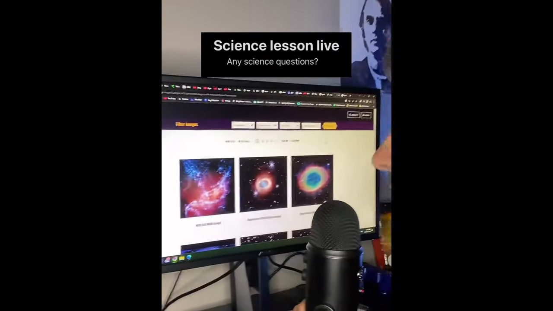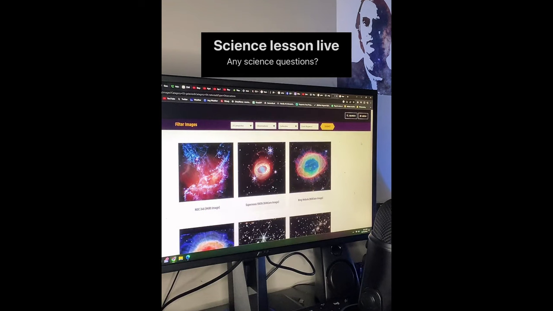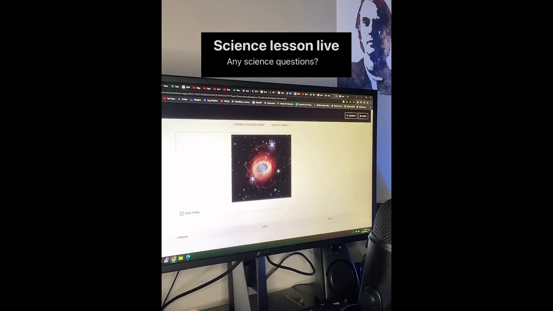Here are some amazing photos of space that we've seen from the James Webb Telescope. All around the universe, we see lots of stuff. Just amazing stuff to look at. Here's a supernova, right? Stars can explode. And that's really what we are made of.